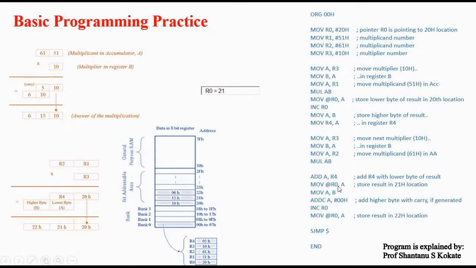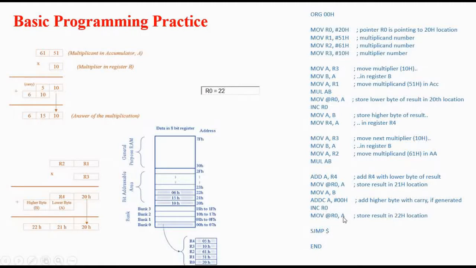Then move the content of B into A. The content of B, that is the higher byte of the result which was previously generated, we have moved into the accumulator. Add with carry: if the previous addition generated a carry, then that carry will get added with the content of the accumulator, means B, means 6. If carry gets generated, the 6 will get added with the carry, and the result will get stored in the accumulator again. Then increment the content of R0. So R0 is now 22.